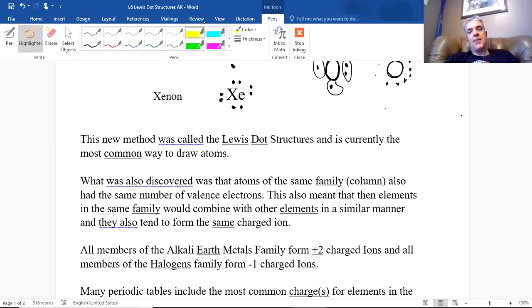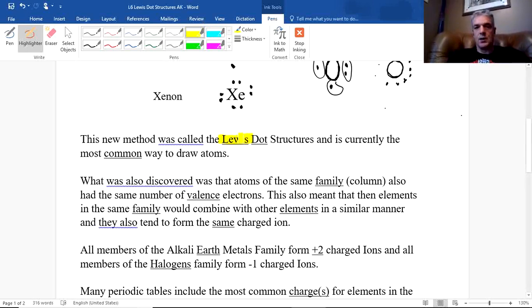This method was called the Lewis dot structures. Okay, so they gave it a name, and they named it after the guy who kind of came up with the idea, and that seems fair. I keep thinking one day they're going to name something the Lou something or the Lewinstra something, but I don't know if I'm smart enough to come up with my own idea. And it's currently the most common way to draw atoms.